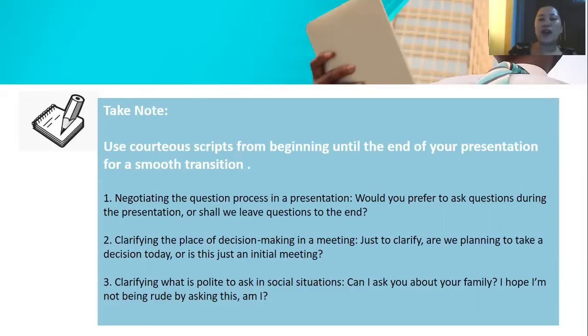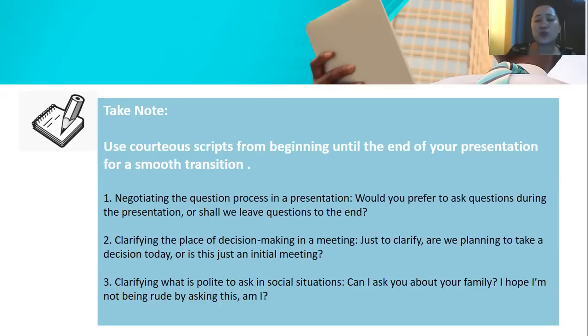Number two, clarifying the place of decision making in a meeting. Like, just to clarify, are we planning to have another meeting, or shall we make the decision today? That's one example of clarifying decision making. Number three, clarifying what is polite to ask in social situations, especially if you are delivering an inspirational presentation, like, can I ask you about your family? I hope I'm not being rude by asking this, am I?